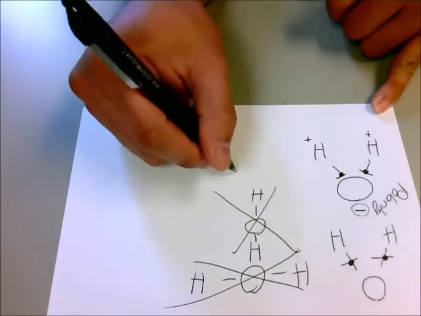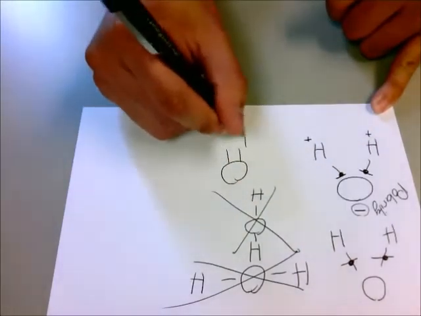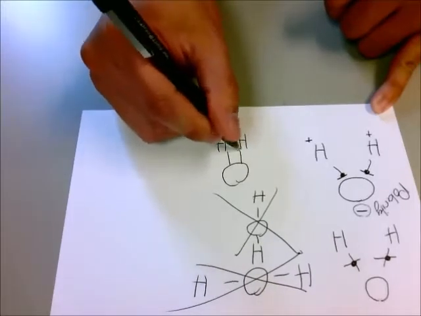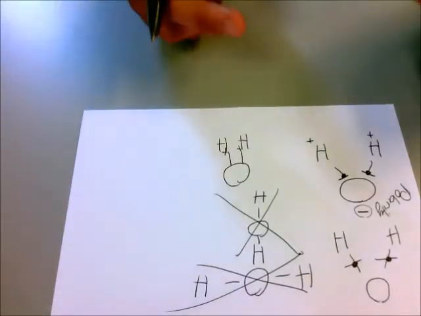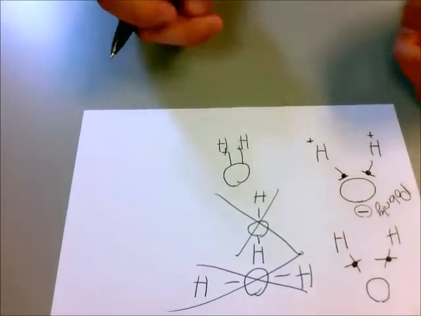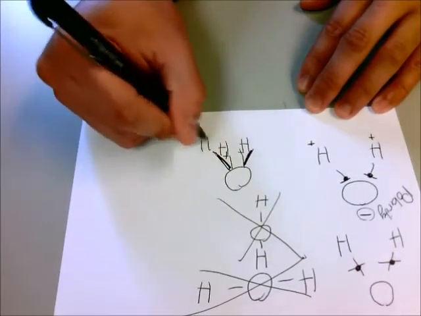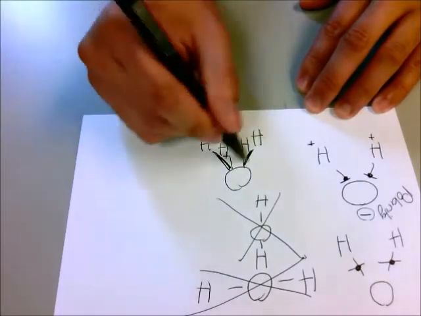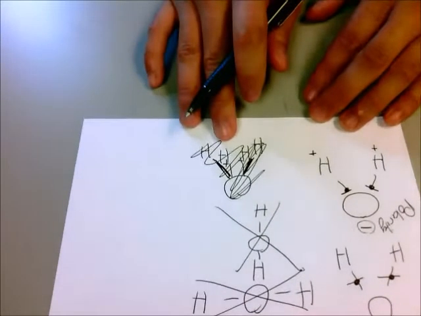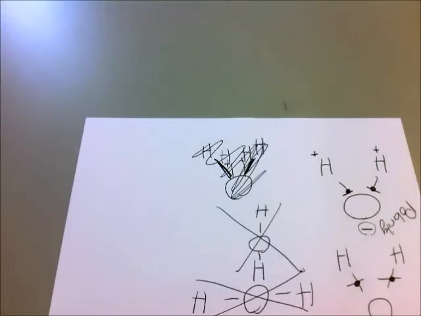Technically, your O's would look something more like this. But because these are both positives, you guys know that if you put two sides of the magnet that are the same together, they bounce away from each other. So it causes this slight bending feature to where the H's are out. Okay? So that is why water is polar. That is the definition of polar.